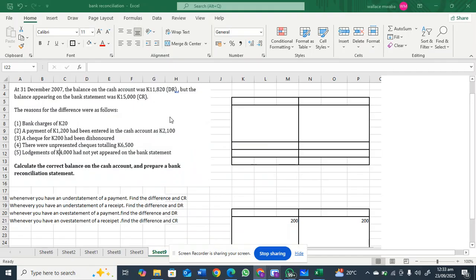So here's a question. At 31st December 2007, the balance on the cash account was 11,820, but the balance appearing on the bank statement was 15,000. We've been given the reasons for the differences and they're asking us to calculate the correct balance on the cash account and prepare a bank reconciliation statement. So the first thing we need to do is start with how to get the correct balance for our cash account. The balance we're starting with is 11,820. Put it on the debit side.